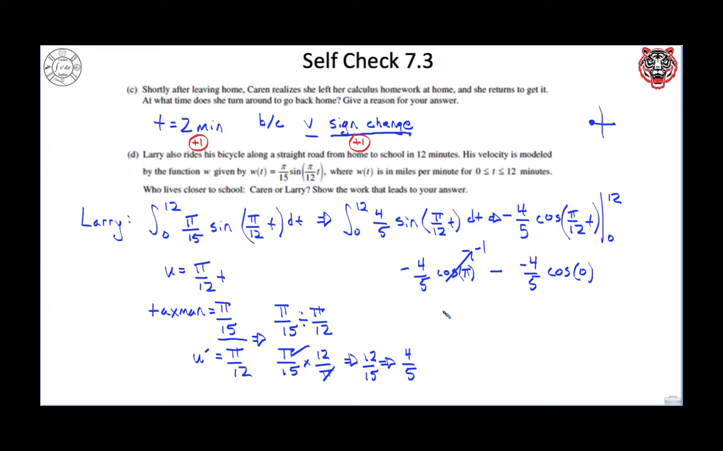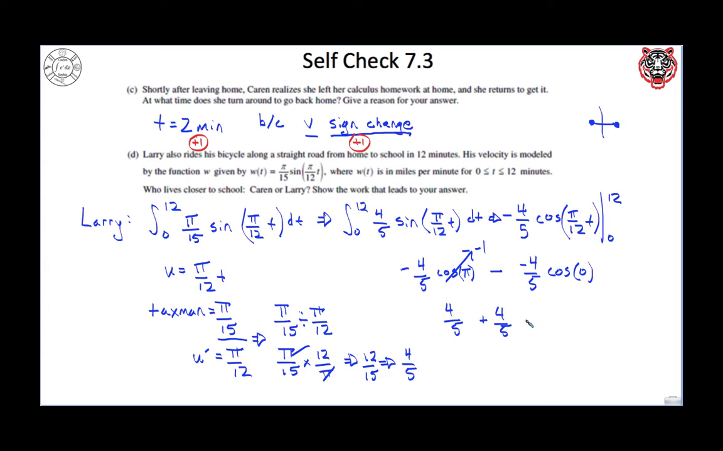Negative 1 times negative 4/5 is a positive, positive 4/5. We're going to get rid of these double negatives. When negatives kiss, it makes a positive. So plus 4/5 times cosine of 0. Cosine of 0 lives right. Is it x or y? X. The x position of that coordinate point is 1. 1 times negative 4/5 is just 4/5.